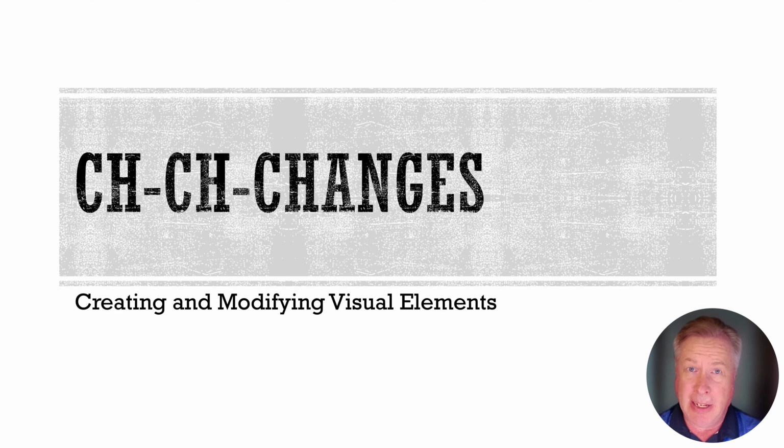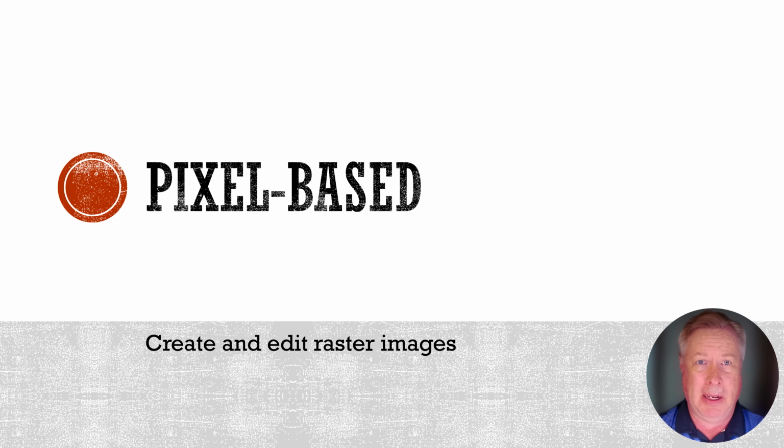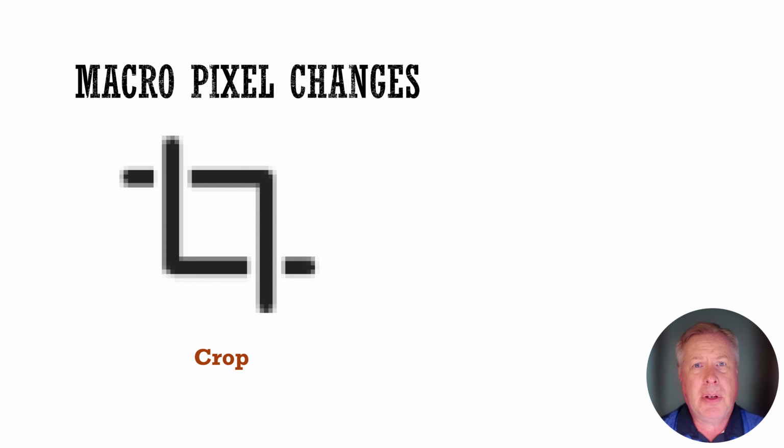Let's talk about making changes with Photoshop. Over the next 3 weeks, we'll talk about the core tools we use in Photoshop to create and improve our images, along with the techniques we'll use to enable this functionality. Photoshop is pixel-based, so we are going to be creating and editing raster images. So we'll start off by reframing the image by cropping.